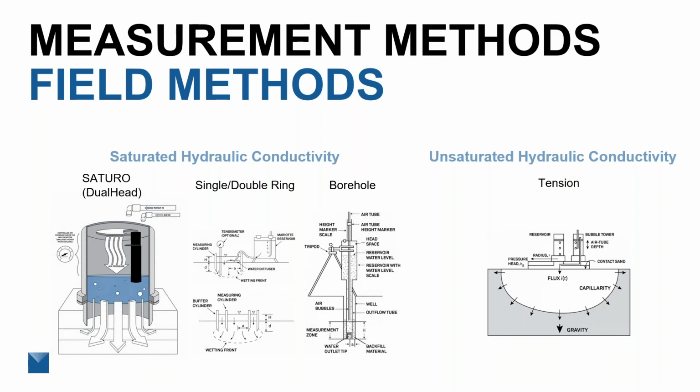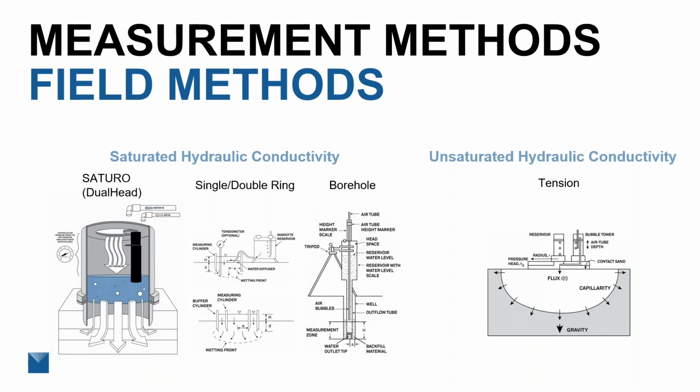And that allows us to get measurements at different tensions to help us better measure that unsaturated hydraulic conductivity curve. Now, with the tension infiltrometer, just like with the single, double ring, and borehole, we do have to do corrections for three-dimensional flow. And so again, we're having to estimate some of these soil properties to better correct for three-dimensional flow.